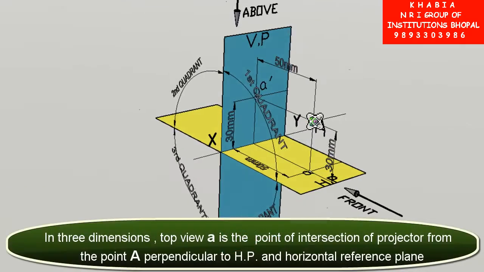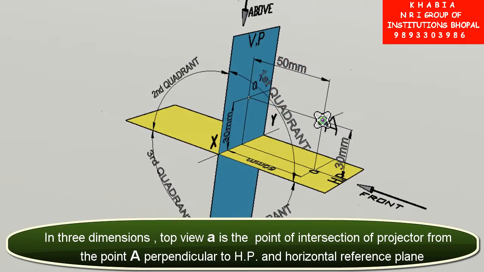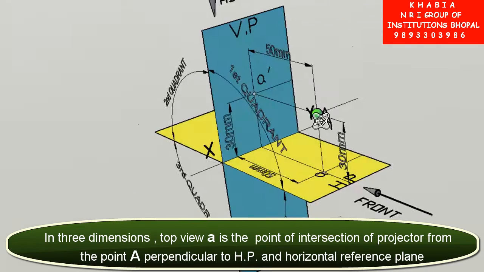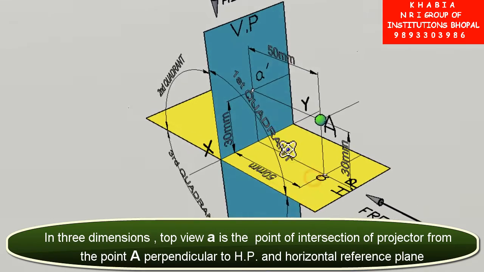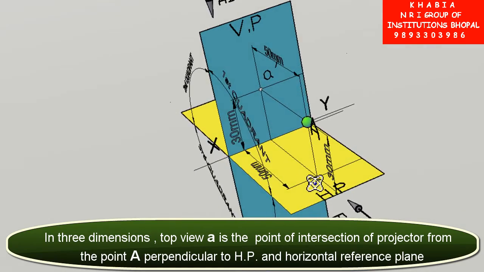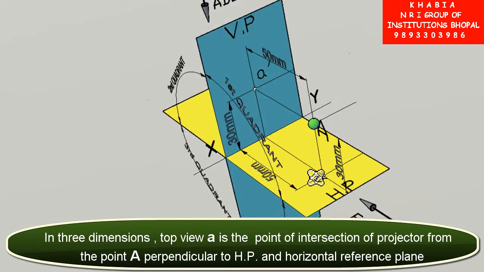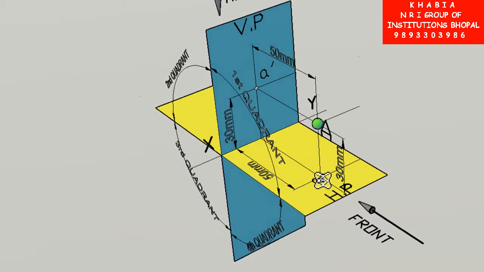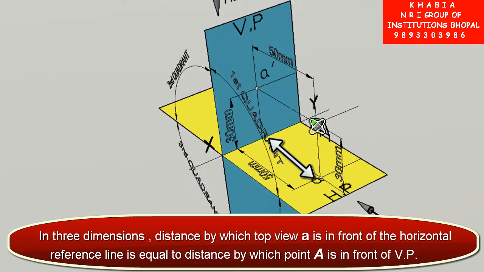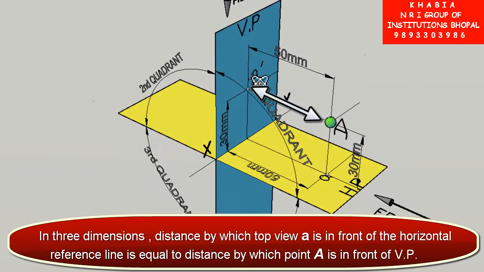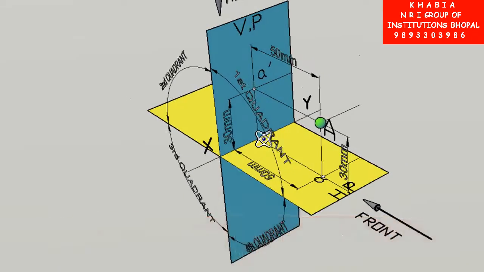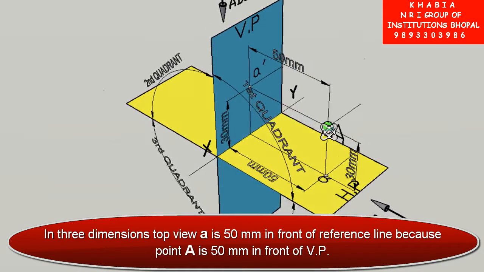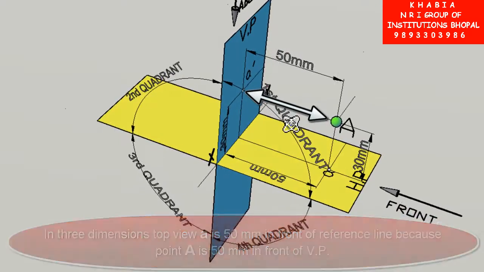To obtain top view of point A, we draw projector from point A perpendicular to the horizontal reference plane. This projector intersects the horizontal reference plane at the point small a, and this is the top view of the point A. From the 3D model, you can easily conclude that distance of top view of point A from reference line is equal to distance of point A from VP. In other words, you can say that top view is 50 millimeter in front of reference line because point A is 50 millimeter in front of VP.